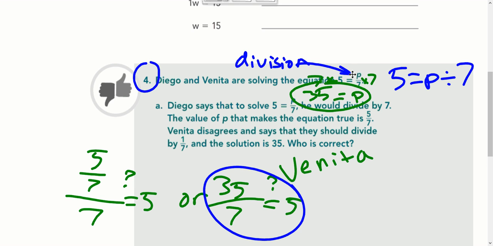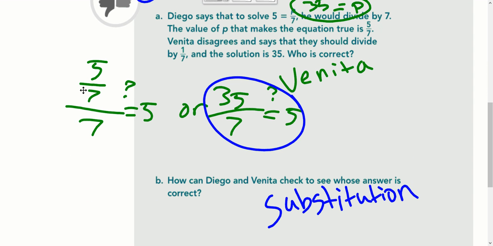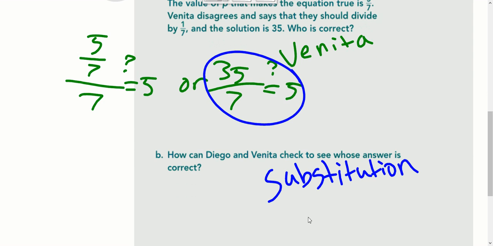It just sounds complicated, but basically, he says it's this. I'm plugging this in for p. 5/7 over 7, does that really give us 5? Or does 35 over 7 give us 5? Well, it's obvious to see. 35 divided by 7 is going to give us 5. So this is not right, but Benita is right. And how can we check? We plug in the number for the variable. We call it substitution. When we substitute, we can see if it's a true statement or not. And if it is, we know we have the right solution.